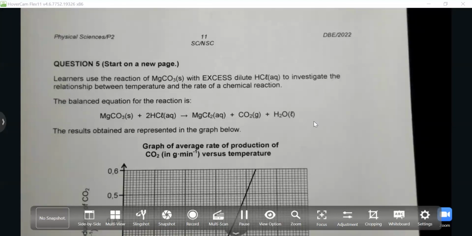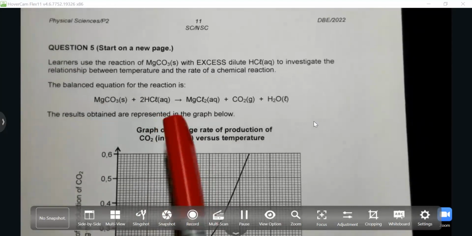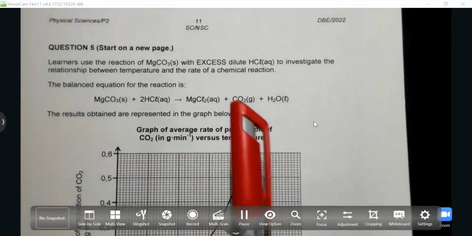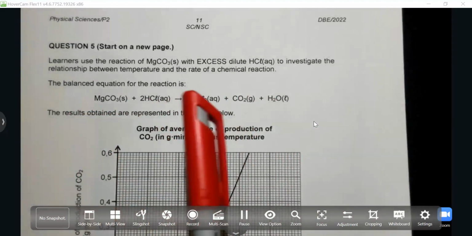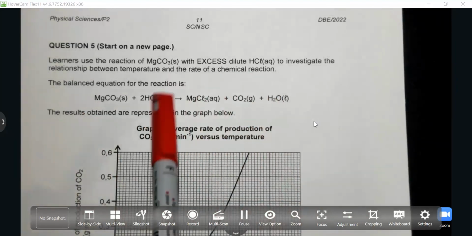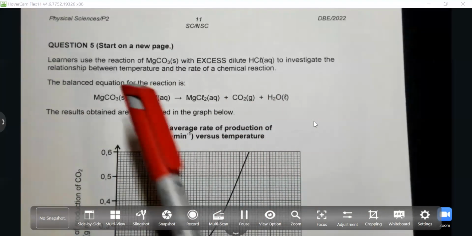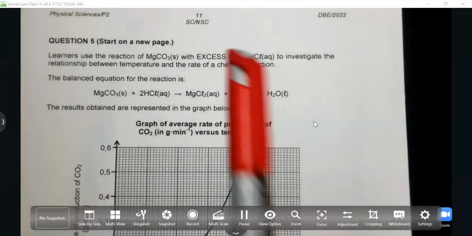Again, as you can see, it's question five. Learners use the reaction of magnesium carbonate with excess dilute HCl to investigate the relationship between temperature and the rate of a chemical reaction. So as you can see, the Department of Education is not very creative, because we're still using a carbonate, we're still using HCl.